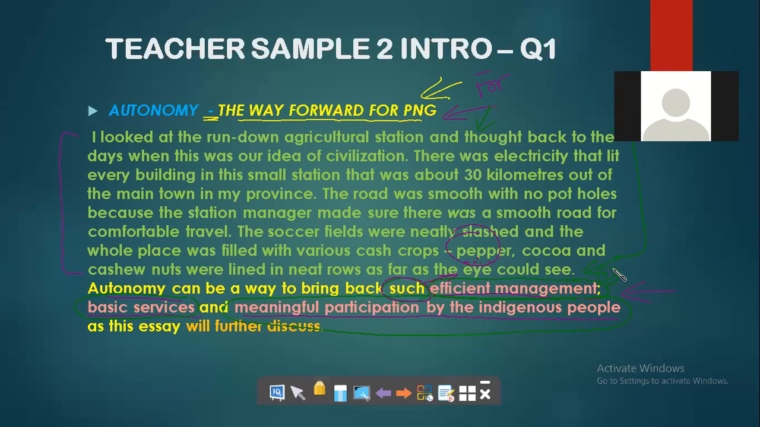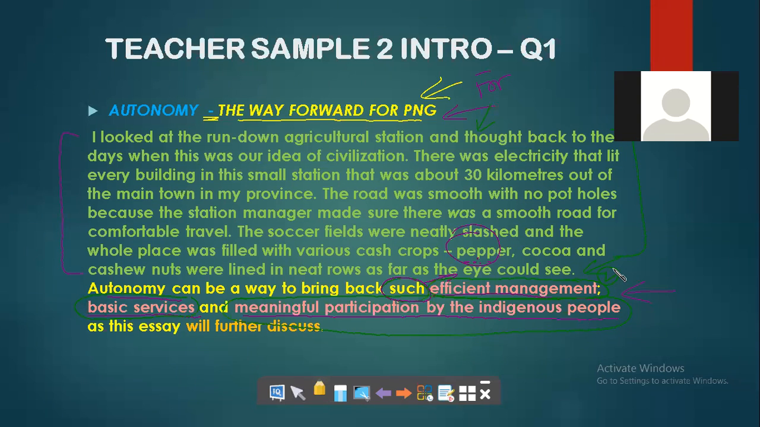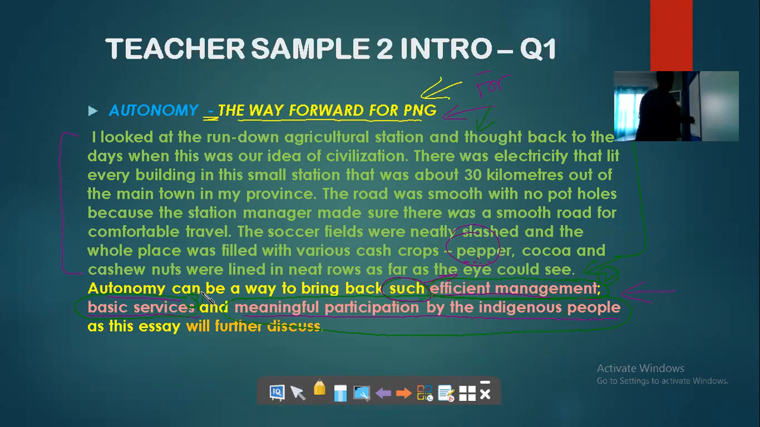So I don't have to state the three things I will talk about in my essay: efficient management, basic services, meaningful participation by the indigenous people. But I can state it in a way that shows the structure of my essay, in what order I will present my ideas. So what order will my ideas be in the body in this example? I will have efficient management as paragraph 1 in the body of the essay, the second paragraph for basic services, and the third will be meaningful participation.